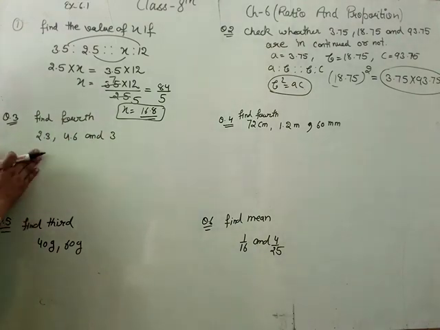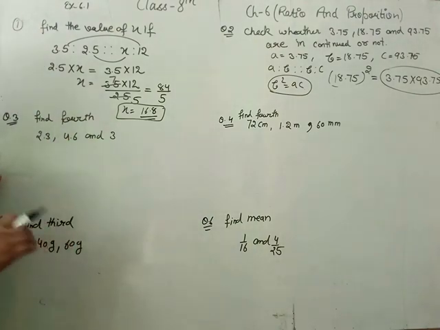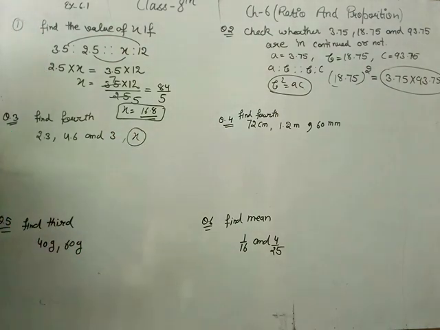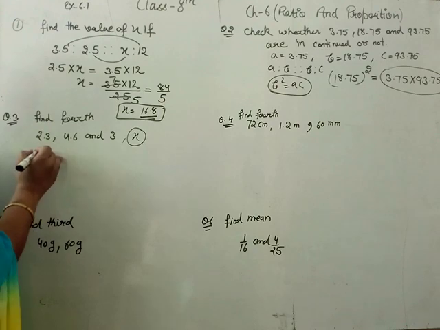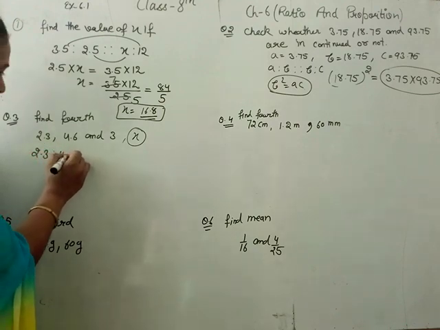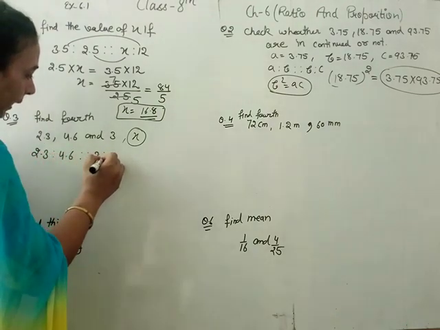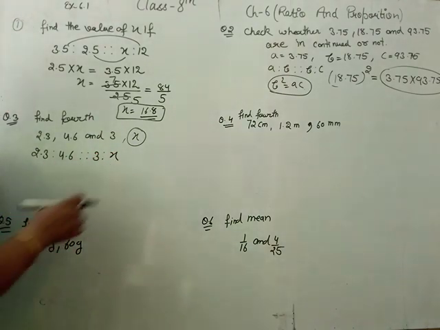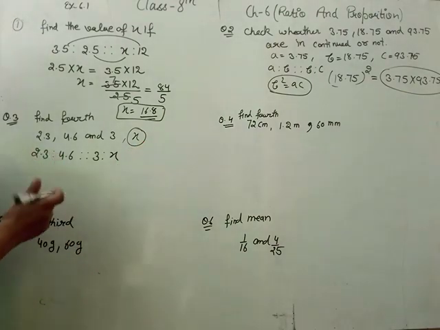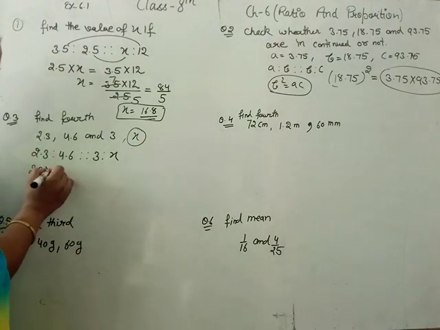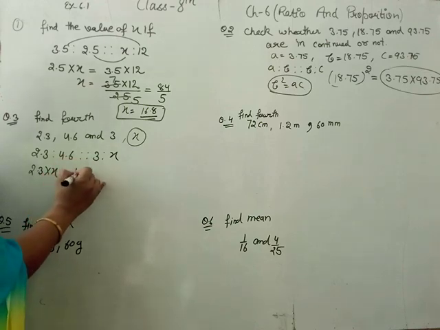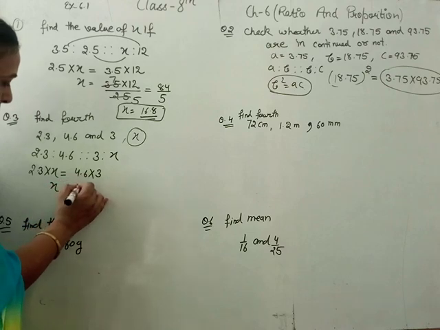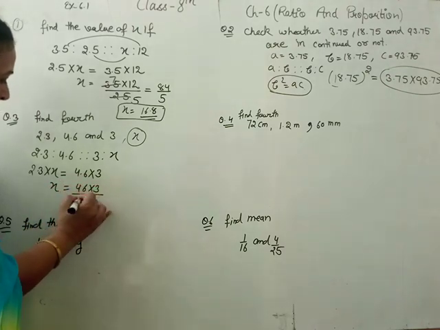Find the fourth proportional. First is given, second is given and third is given. We find the fourth proportional. Let the fourth proportional be x. Then these are in simple proportion: 2.3 ratio 4.6 proportional to third and fourth, and we assume the fourth is x. Then the product of extremes, 2.3 multiply x, equals the product of means, 4.6 multiply 3. Then x equals 4.6 multiply 3 divided by 2.3.